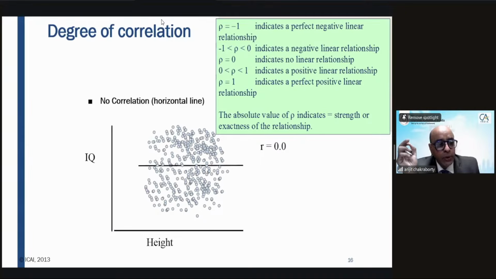Yeah, Neha, I hope it is like elasticity of demand. Narayan is saying I didn't get this IQ graph and height.